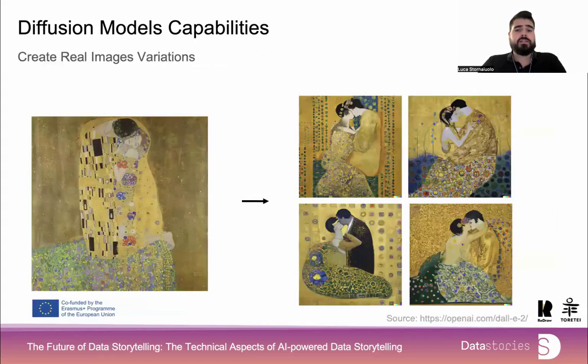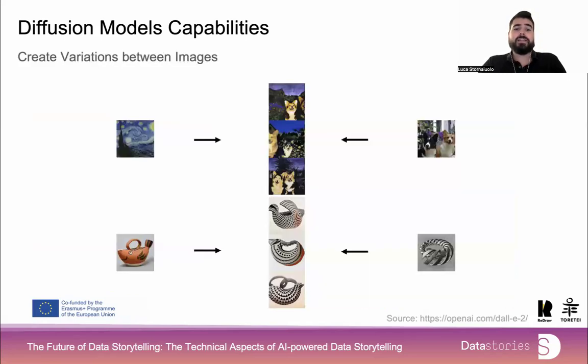Instead of using text, it is also possible to use an existing image to guide the generation of other images. In this case, the content to be generated is not driven by the meaning of a text, but only by a neural network's interpretation of the input image. This technique is used to create variations of an existing image. Thanks to this technique, it is also possible to create variations driven by two input images.